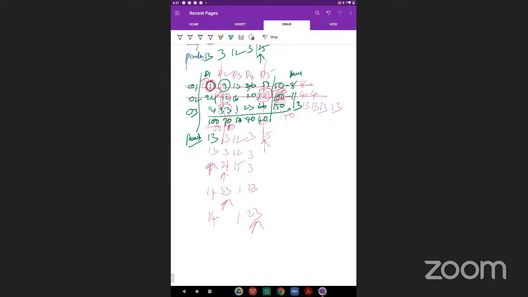40. So 40, if I give that here 40, its corresponding column will be over. So what is pending? 100.